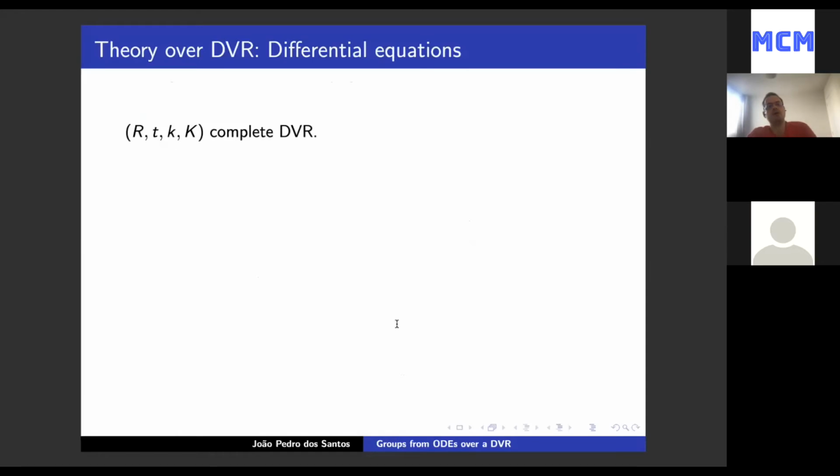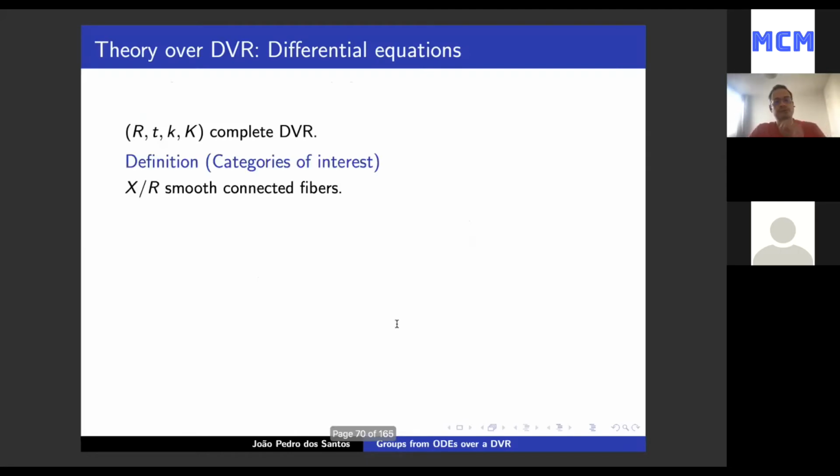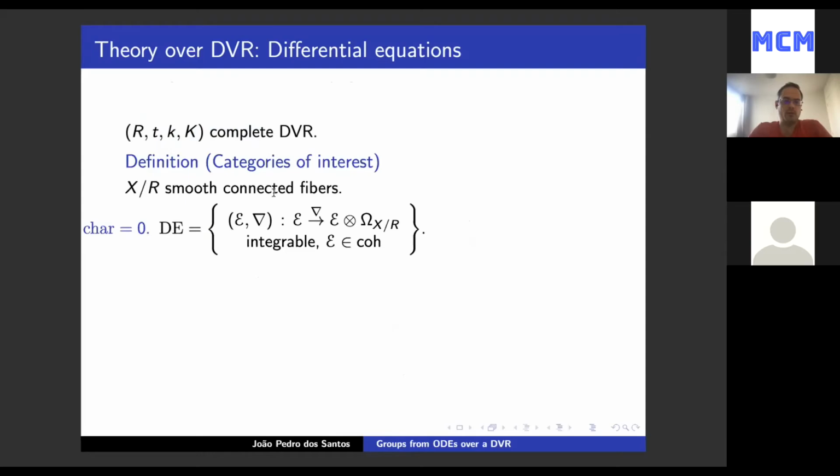Okay, so now I move on to the main bulk of our research, which is the study of differential equations when they have dependent parameters. I start with the categories which will interest us. So I have my DVR, which is complete. So k is the residue field, big K is the function field, and I go on and define according to the characteristic of the residue field.